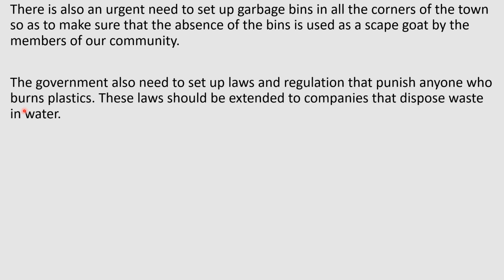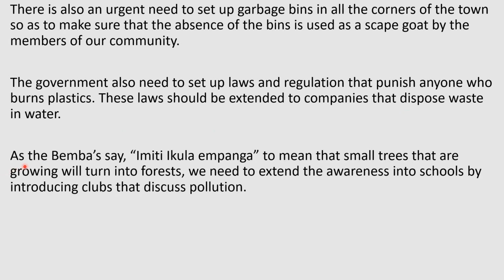The government also needs to set up laws and regulations that punish anyone who burns plastics. These laws should be extended to companies that dispose waste in water. As the Bembas say, imiti kula empanga, to mean that small trees that are growing will turn into forests. We need to extend the awareness into schools by introducing clubs that discuss pollution. So this was me trying to be creative. Okay, the point was not about the Bemba saying.